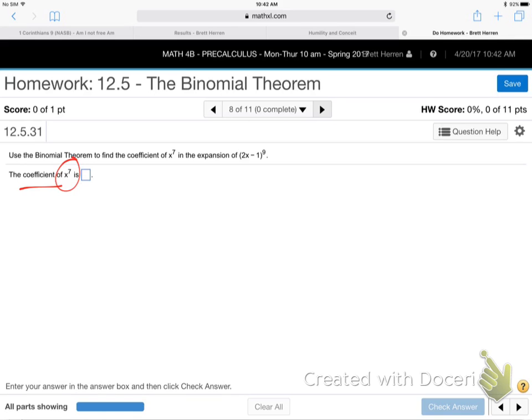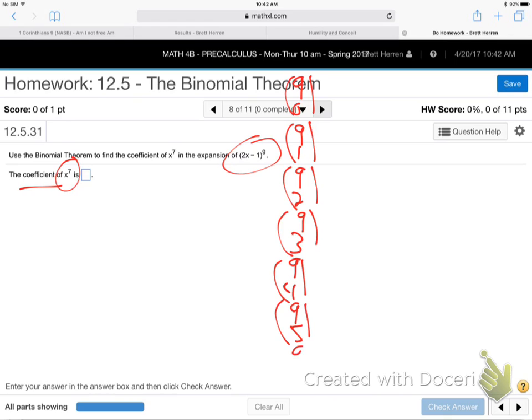Well, let's just start the process and see what happens. It's all about pattern. What power do we have here? 9th power. So I'm going to start with 9 choose 0, 9 choose 1, 9 choose 2, 9 choose 3, 9 choose 4, 9 choose 5. I'm running out of room. Maybe that's far enough. Let's see. What would be the numbers that go next to it?